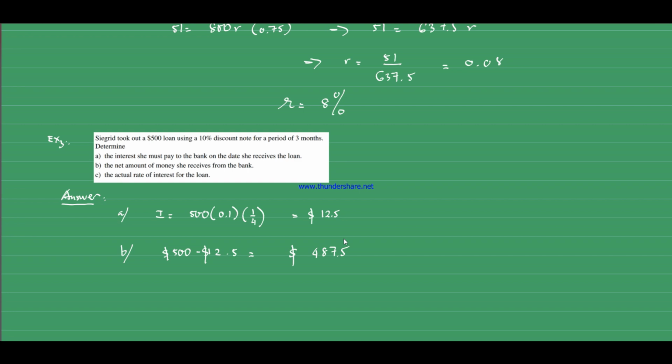Okay, let's think a little bit. Maybe some of you are wondering, what's going on over here? 10% discount for a period of 3 months. The interest you pay will be 12.5. The net amount she received should be the subtraction. Okay, right? The net amount of money she received from the bank must be the subtraction. Any question?